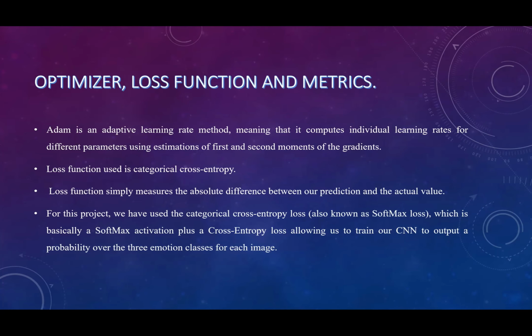Coming to the optimizer and the loss function metrics. Adam is an adaptive learning rate method, meaning that it computes individual learning rates for different parameters using estimates of first and second moments of the gradients. The loss function simply measures the absolute difference between our prediction and the actual value. For this project, a softmax activation plus a cross entropy loss allow us to train our CNN to output a probability over the three emotion classes for each image.